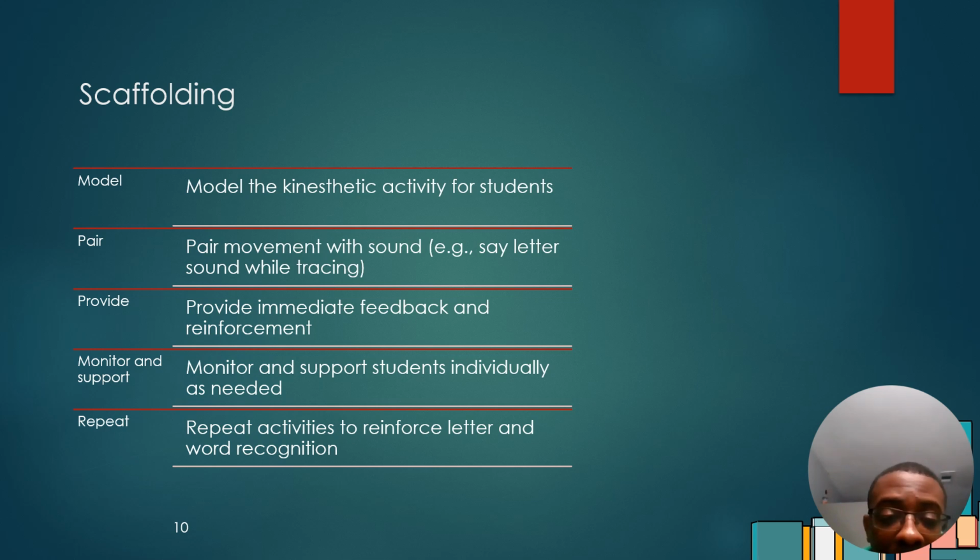As far as scaffolding, the instructor will model the kinesthetic activity for students. You will pair movement with sound. You will say the letter sound while tracing. You'll provide immediate feedback and reinforcement. You will monitor and support students individually as needed, and you repeat these activities to reinforce letter and word recognition.